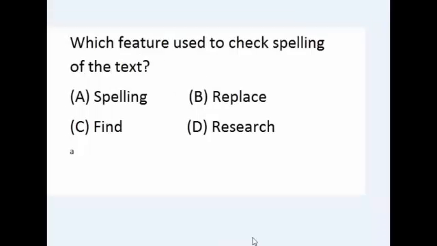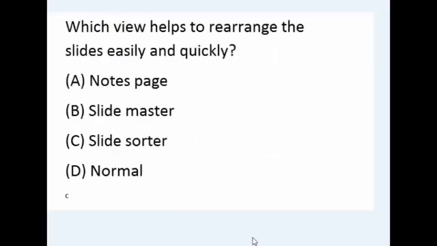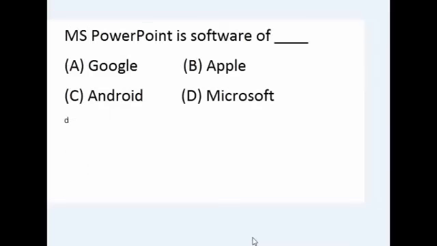Which feature is used to check spelling of the text? A. Spelling, B. Replace, C. Find, D. Research. The answer is A, spelling. Which view helps to rearrange the slides easily and quickly? A. Notes page, B. Slide master, C. Slide sorter, D. Normal. The answer is C, slide sorter. MS PowerPoint is software of Google, Apple, Android, Microsoft. MS PowerPoint is Microsoft's software. The answer is D.